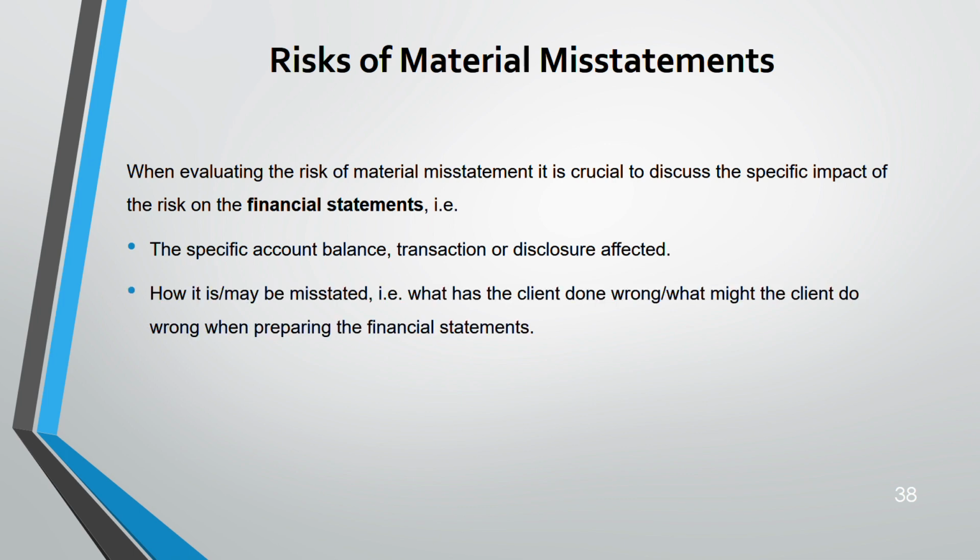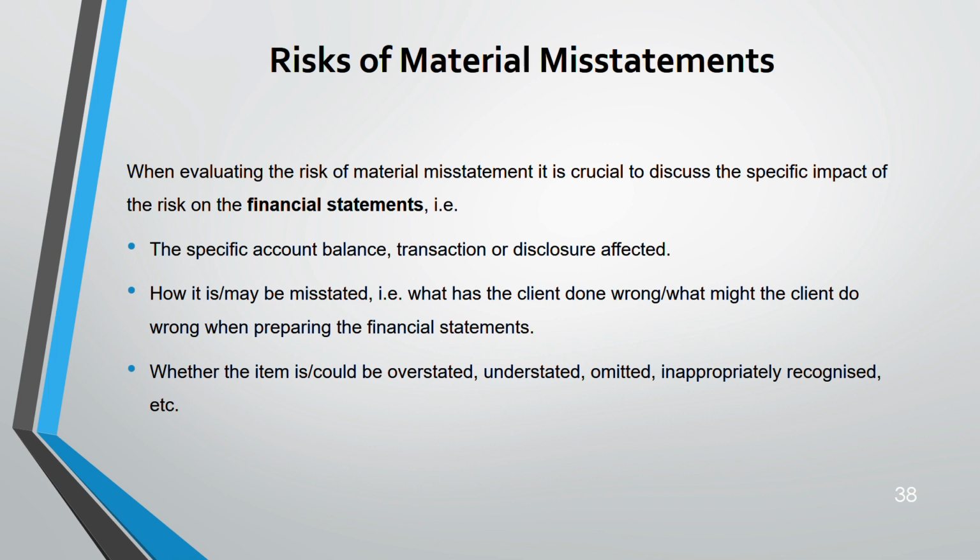Second, impact is how it is or may be misstated. That means what the client has done wrong or what the client could do wrong when preparing financial statements. You have to take care of those things as an auditor. What could go wrong? Whether the item could be overstated or understated or omitted or inappropriately recognized, etc. In the financial statement, something might be overstated, something might be understated, something might be not given at all, something might be recognized but it's inappropriate.